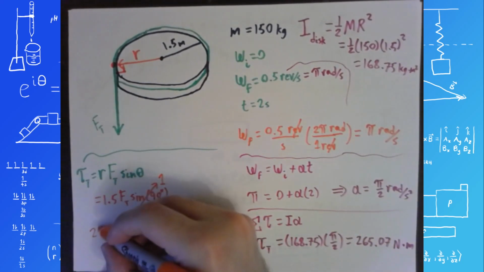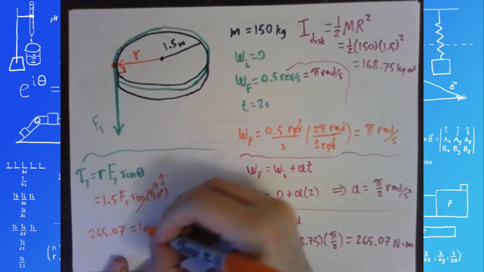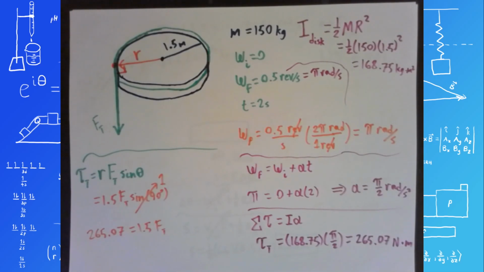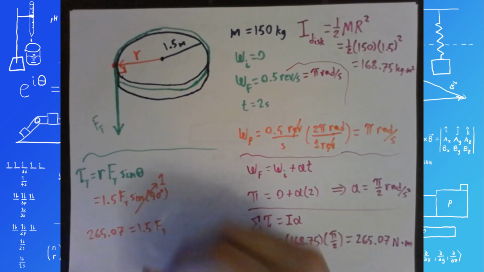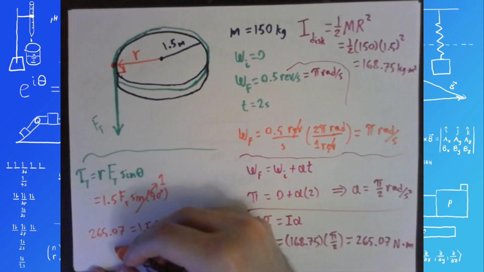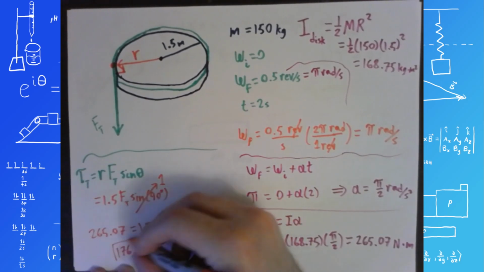So 265.07 is equal to 1.5 times the tension force, divide by 1.5, and we're done. 265.07 divided by 1.5 is 176.71. Force of tension is 176.71 newtons.